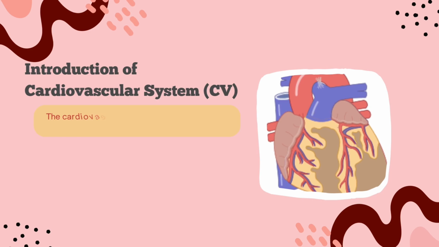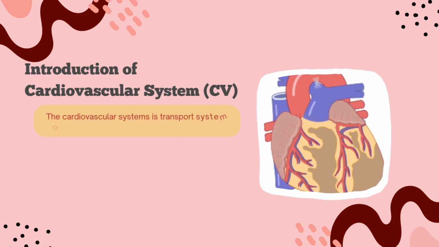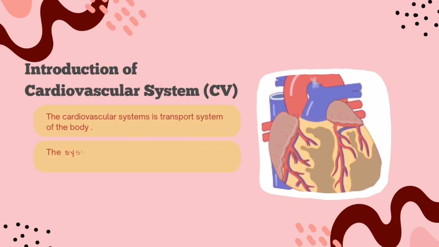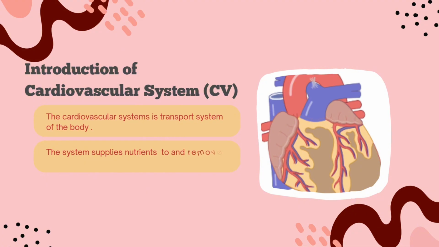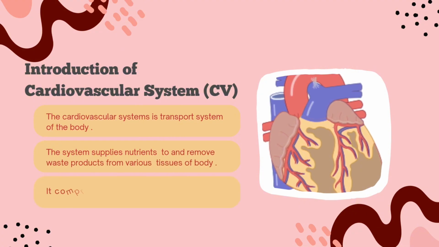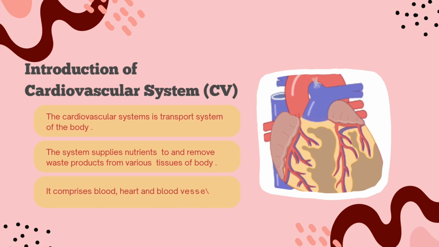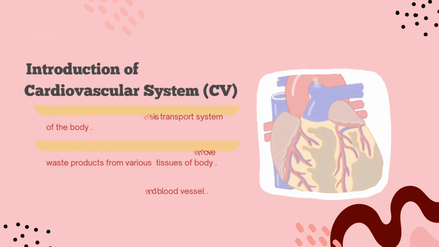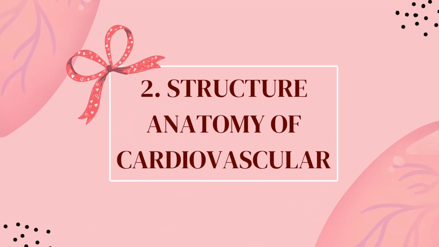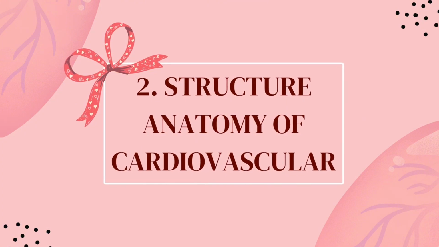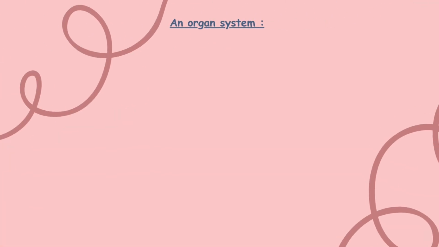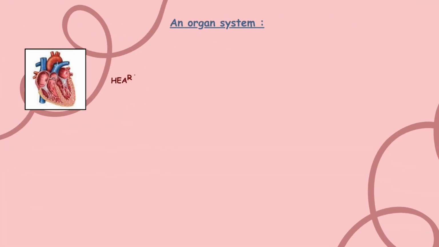Cardiovascular system. The cardiovascular system is a transport system of the body. The system supplies nutrients to and removes waste products from various tissues of the body. It comprises blood, heart, and blood vessels. Organ system, we have three.